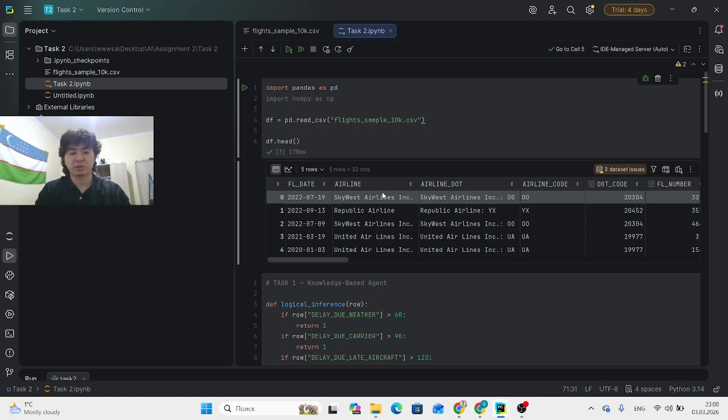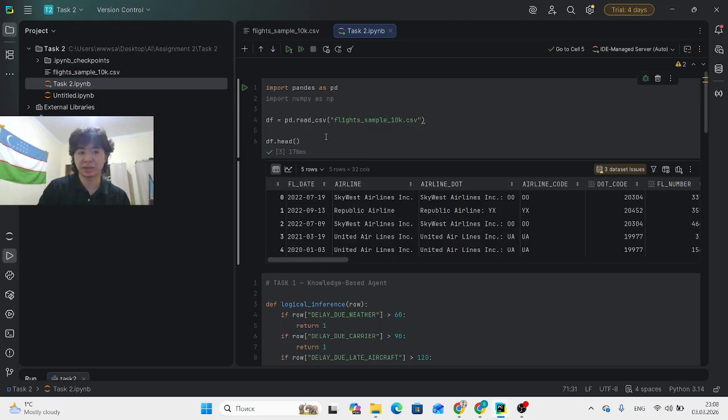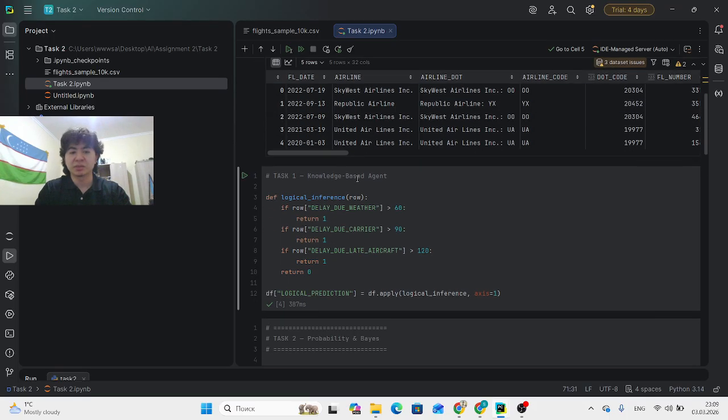So first of all, we created logical rules, and we had our sample flight data, and by looking at that, our AI predicts whether it is going to cancel the flight or not, depending on the weather delay. So okay, let's move on.